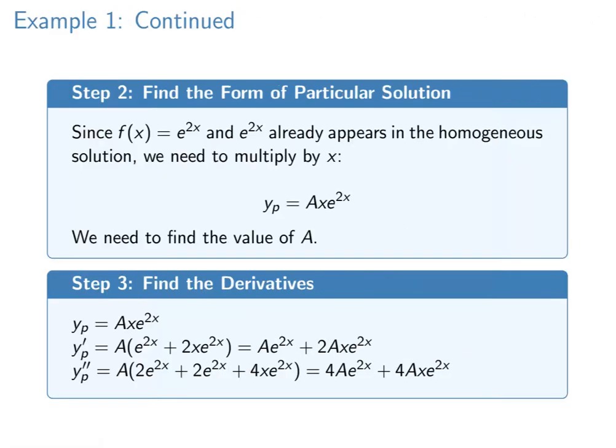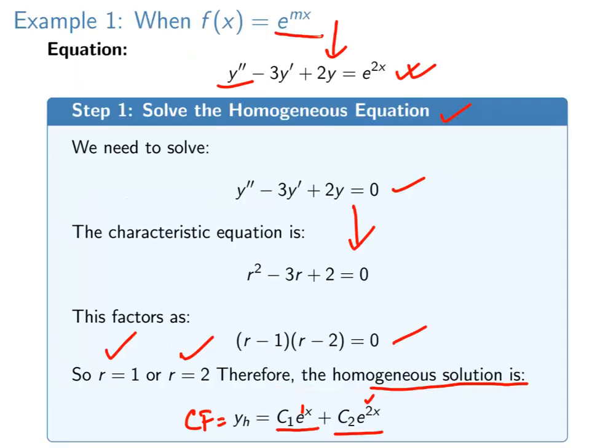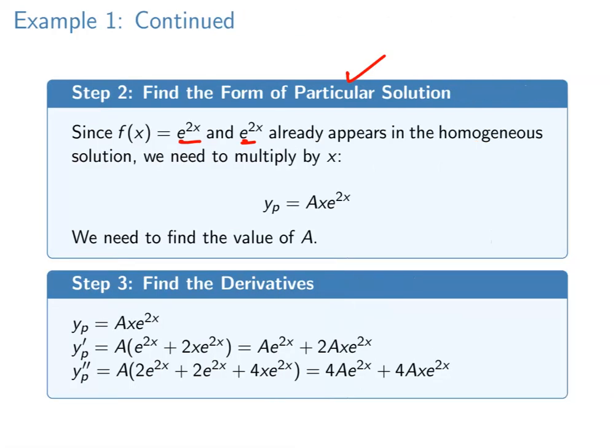Now find the form of the particular solution. Since f(x) is equal to e to the power 2x, and e to the power 2x already appears in the homogeneous solution, we need to multiply by x. So yp will be a x e to the power 2x.